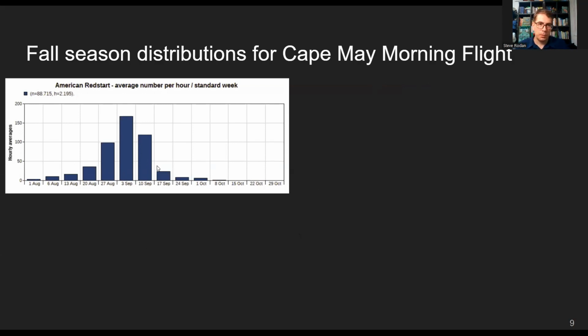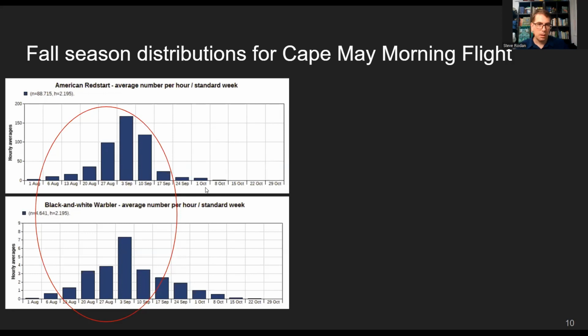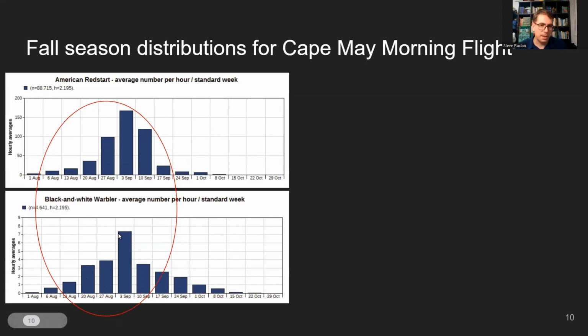And as you saw before, the American Redstart looks like this. Well, below is not a copy of the same graph. This is a black and white warbler. 7 per hour is a peak, September 3rd, but within the same week, American Redstart numbers peak too. This is averaged over the course of 20 years or so.